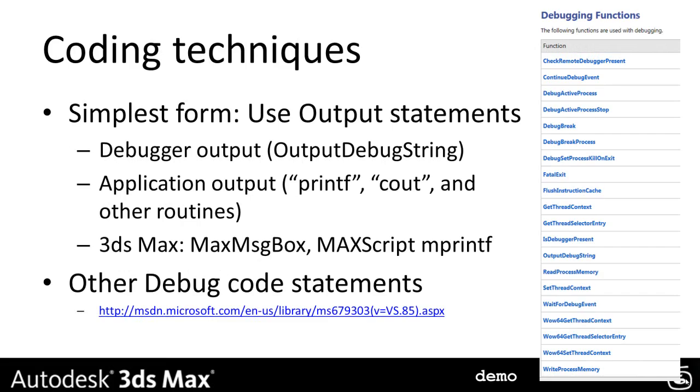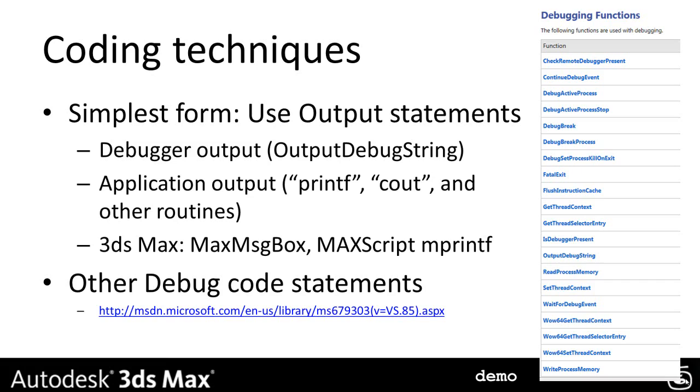So first of all, coding techniques. The simplest form is to use output statements. There's debugger output, such as OutputDebugString. There's application output, so you can just do things like printf or the standard C++ cout. There are all kinds of output routines, and you can write to a file, that sort of thing. And then 3ds Max has some specific output routines as well, like MaxMessageBox. There's a MAXScript facility that you can use in the SDK called mprintf, and it will print text to the MAXScript window.